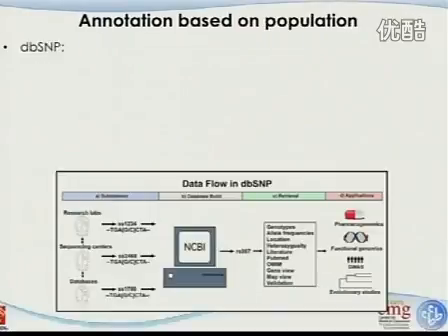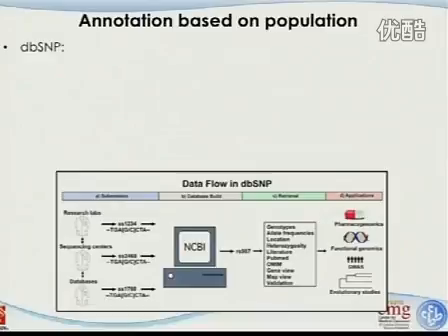The second general category is the annotation based on populations. We will talk about dbSNP. This figure tells you the data flow in dbSNP: the submission process, the data hosted at NCBI, and the retrieval and applications. The dbSNP information was submitted by different laboratories, including research labs, sequencing centers, or databases, and each initially has an SS number, the submission number.